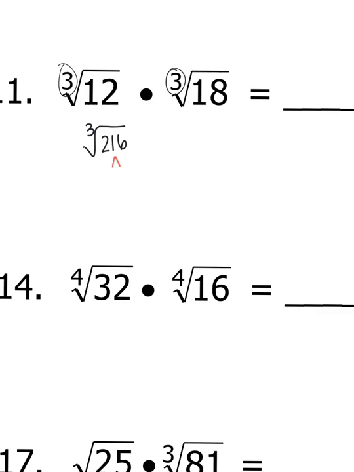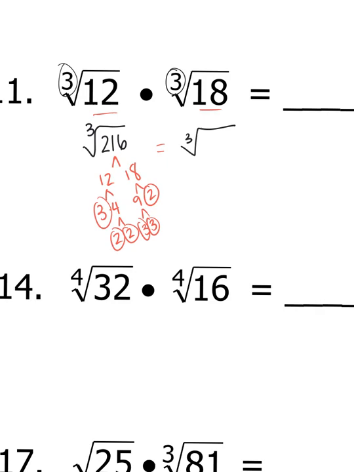2 numbers that multiply to 216 are 12 and 18. We just used those. 12 breaks down to 3 times 4, and 4 breaks down to 2 times 2. 18 breaks down to 9 times 2, and 9 breaks down to 3 times 3. If I were to rewrite this, I would have the cubed root of 3 2's and 3 3s. Oh, nice.